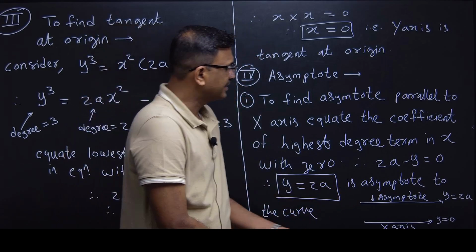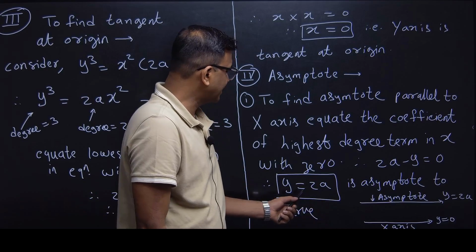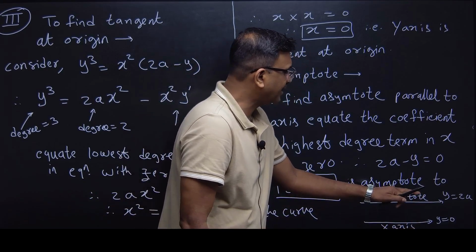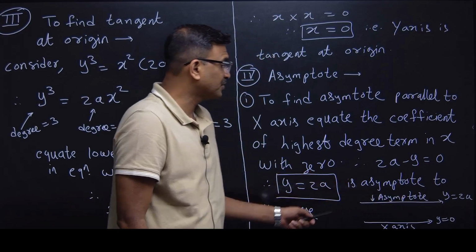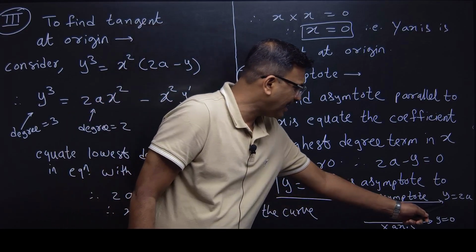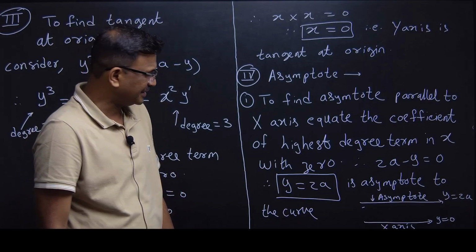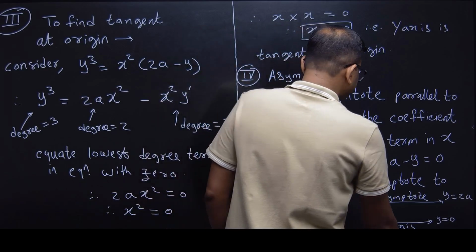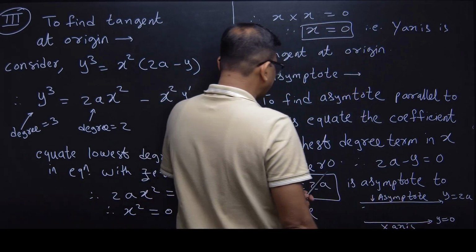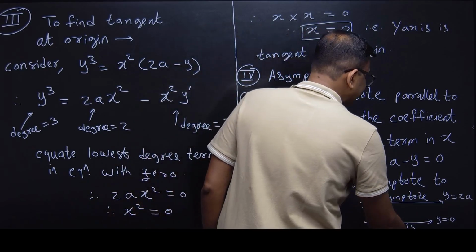Now remember, the line y is 0 is our x-axis, and y is 2a is a line parallel to the x-axis. That is going to be the asymptote to the curve. The curve is going to run parallel to this line y is 2a, it will not touch that line. It will touch that line only at infinity, according to the definition. We have found the asymptote parallel to the x-axis as y is 2a.